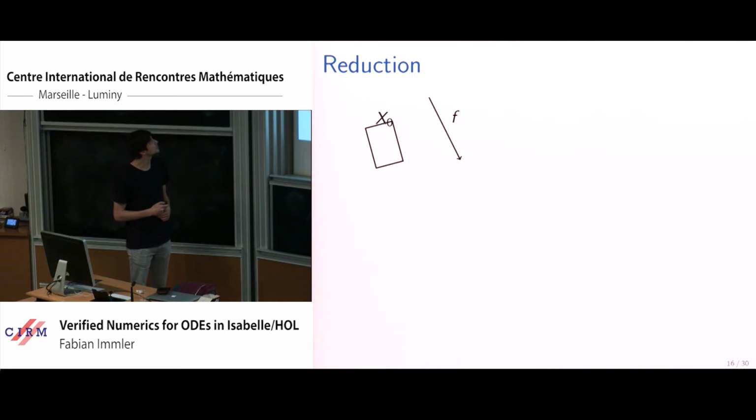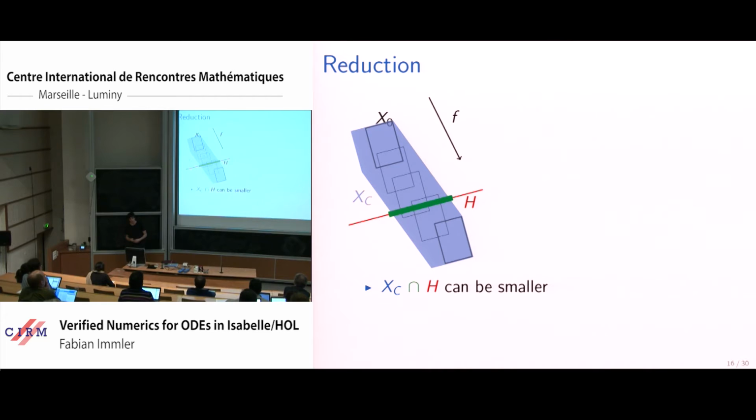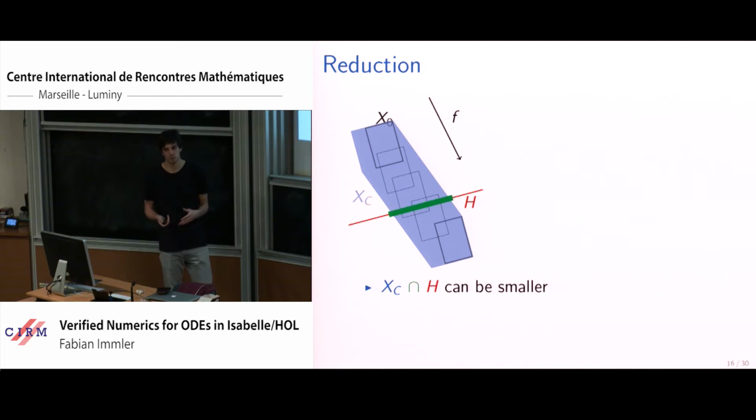And how can that be done? One example is shown here. Say we have some enclosure, some reachable set at some point, and the dynamics moves that enclosure through, say, some hyperplane H. Then we can take the enclosure of the whole movement and compute the intersection of that enclosure with the hyperplane, and the intersection, that green set here, might be much smaller than the resulting set after this propagation.